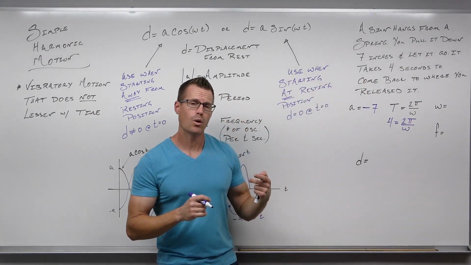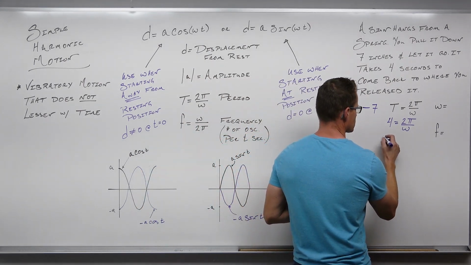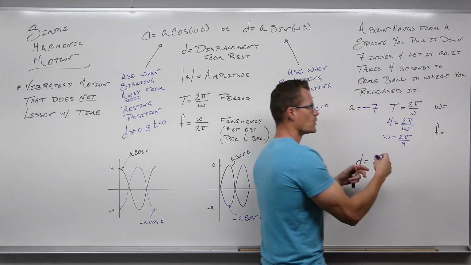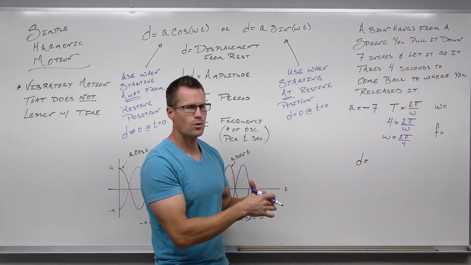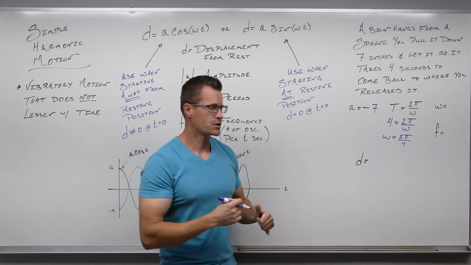In doing that, what we can do is solve for omega. So multiply both sides by omega divided by 4, or remember you can interchange these two things and simplify. We're going to get pi over 2.